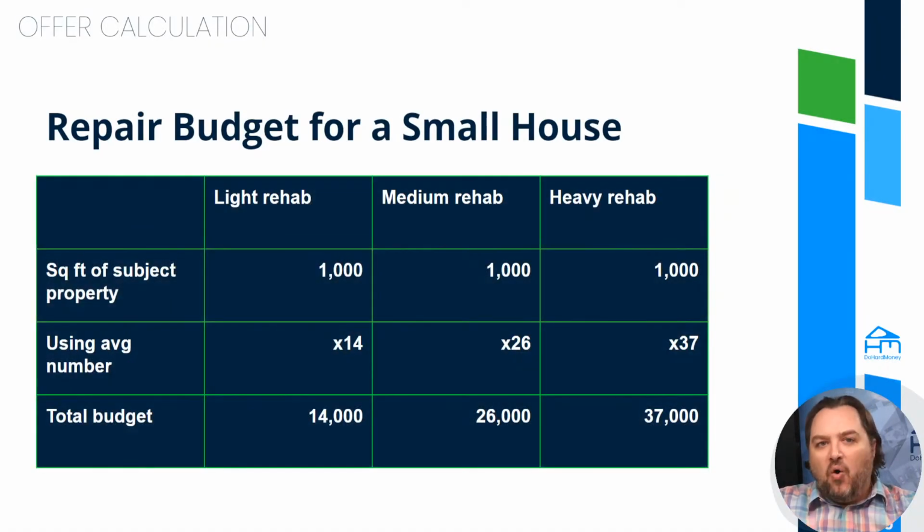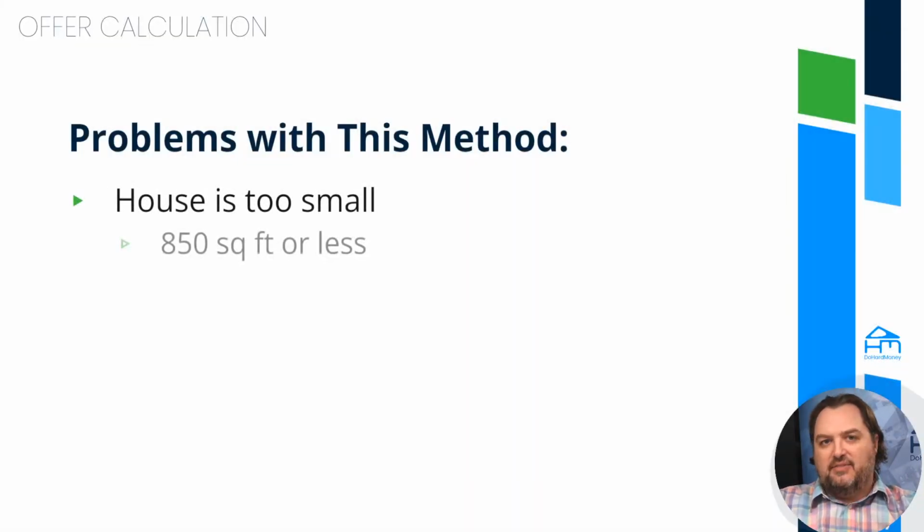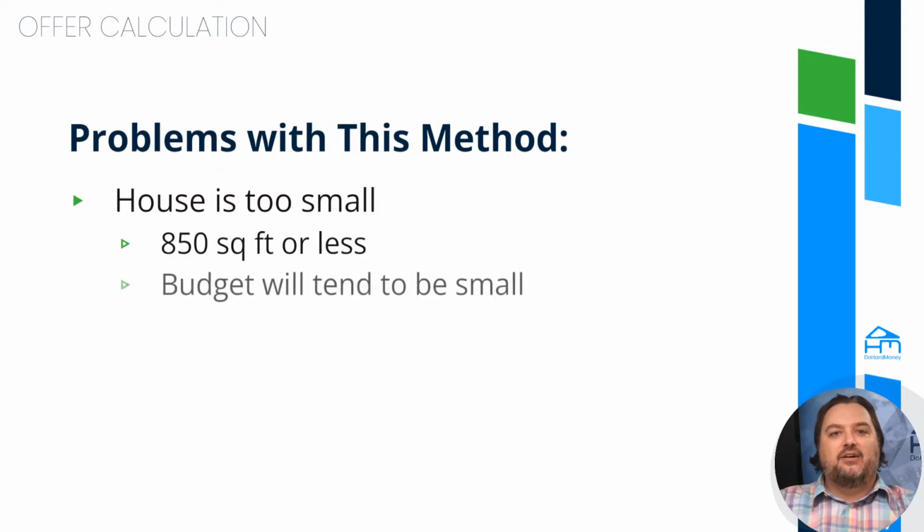Repair budgets for small homes. One of the things you can get in trouble on is if the square foot is small, like 1,000 square feet. So you have to be careful with that with your total budget, because if the house is too small, like under 850 square feet, your budget's going to end up being too small.